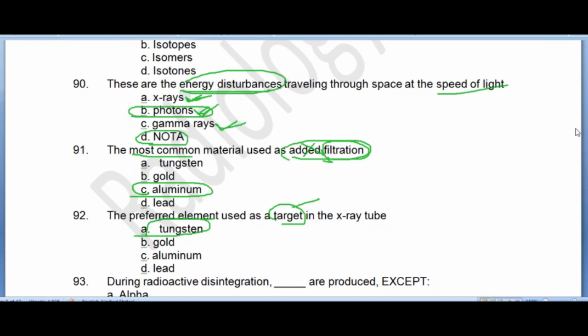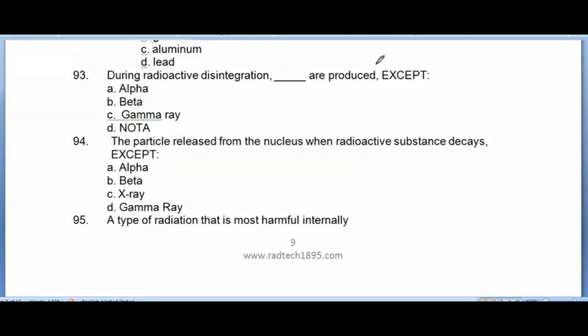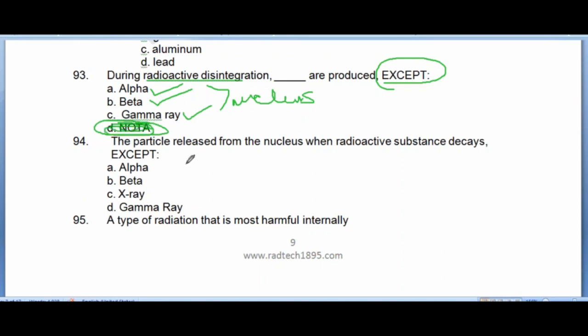Then, number 93. So, hanggang 100 po tayo ngayon. Number 93. During radioactive disintegration or radioactive decay, blank are produced except. So, during radioactive decay. So, alpha, yes. Beta, yes. Gamma rays na po produce din. Galing silang tatlo sa nucleus. So, none of the above? No. So, except none of the above. So, letter D, dog.